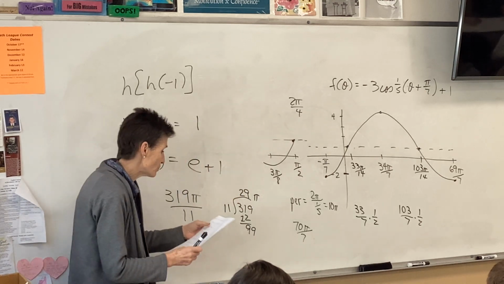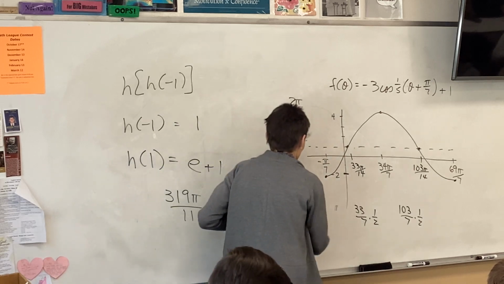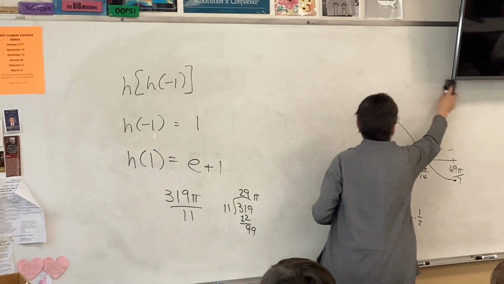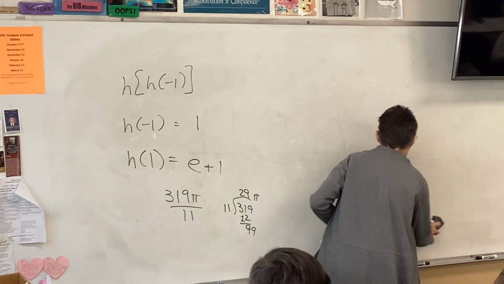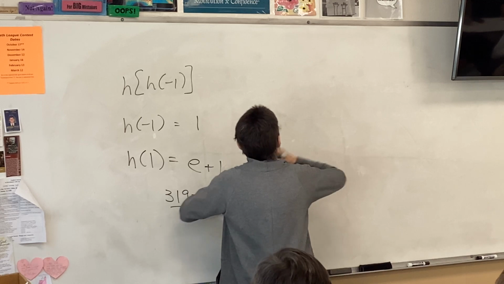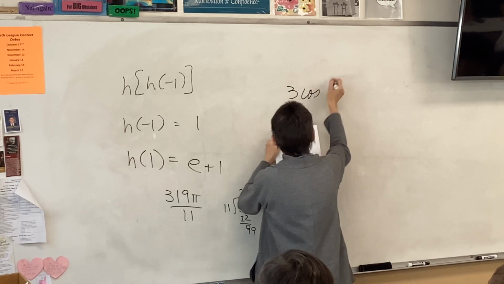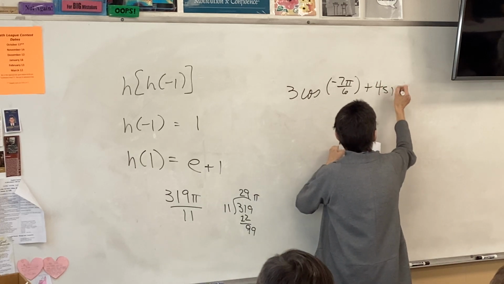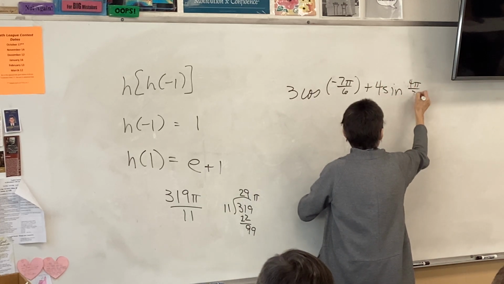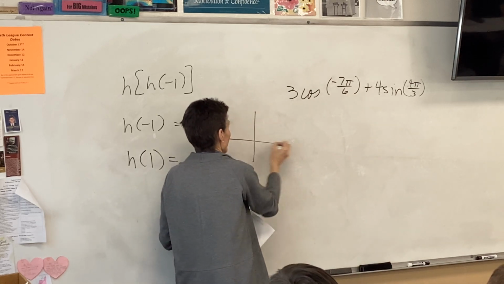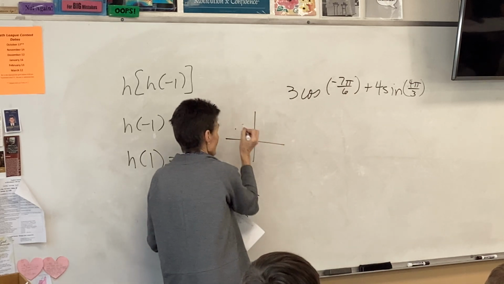Don't be confused by 11. You know how to do this. It was on that quiz that I just returned, except now you're multiplying and adding in it. So 3 times the cosine of -7 pi over 6 plus 4 sine 4 pi over 3. So this is nothing new or different. What's the cosine of -7 pi over 6?